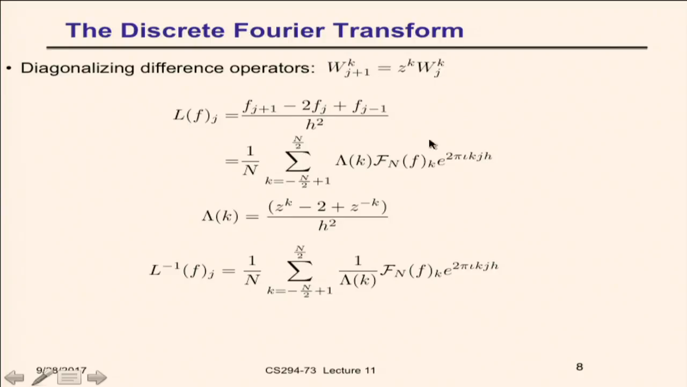So here's a second difference approximation to the second derivative. And we use this fact up here, and what we get is that we can express this as lambda of k times the Fourier coefficient at k times e to the i j k, where lambda at k is z to the k minus 2 plus z to the minus k over h squared. So that's not all that interesting, because it's pretty easy to compute this.